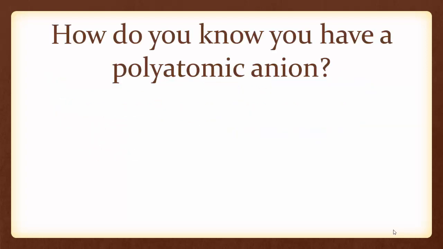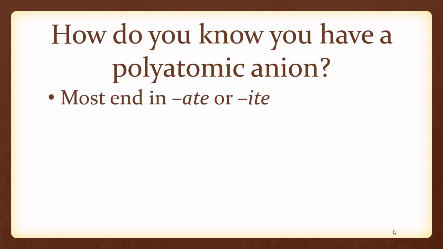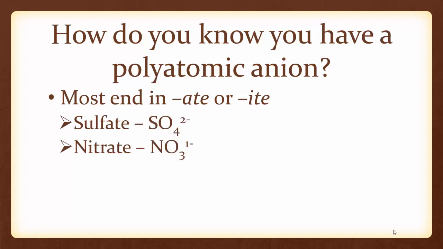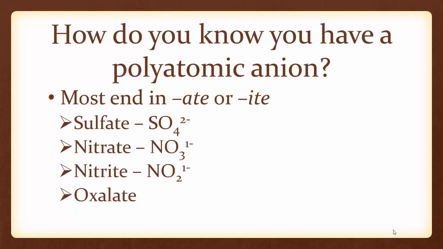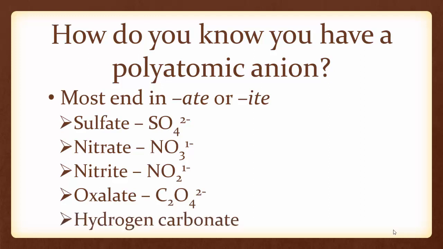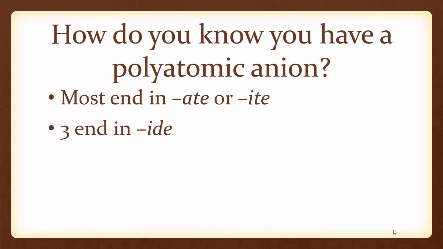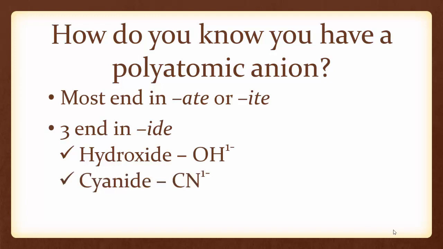How do you know you have a polyatomic anion? Most of them end in ate or ite. For example, sulfate, which is SO4 2 minus, nitrate, NO3 1 minus, nitrite, NO2 1 minus, oxalate, C2O4 2 minus, hydrogen carbonate, HCO3 1 minus. You do have 3 that end in ide: hydroxide, which is OH 1 minus, cyanide, which is CN 1 minus, and peroxide, which is O2 2 minus.